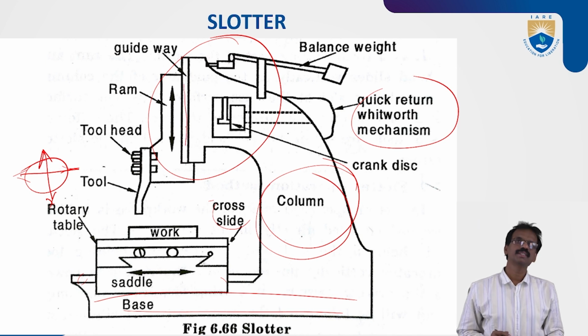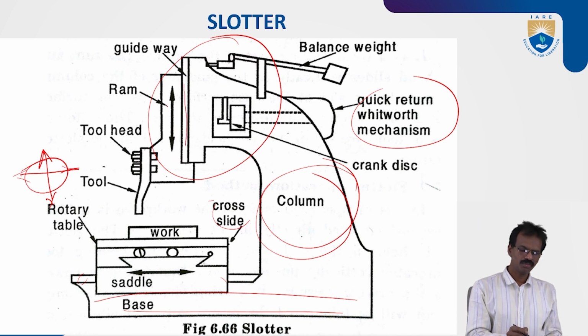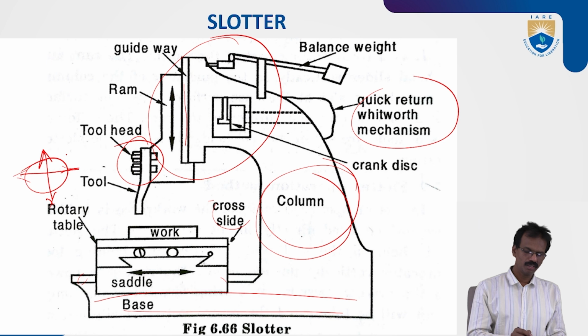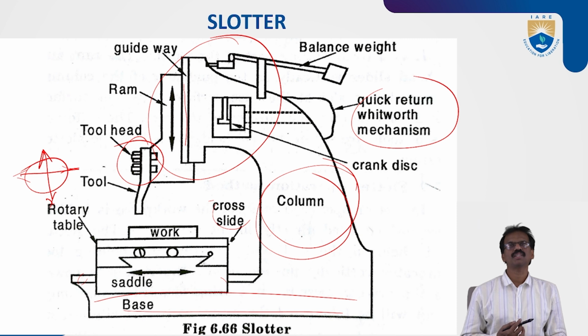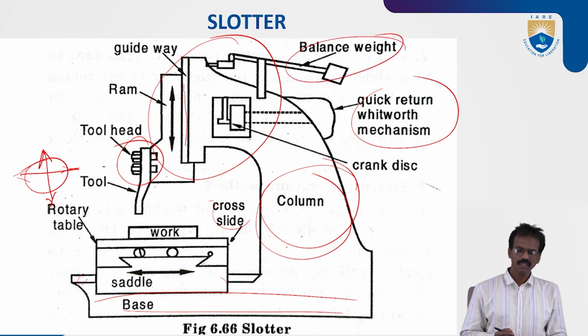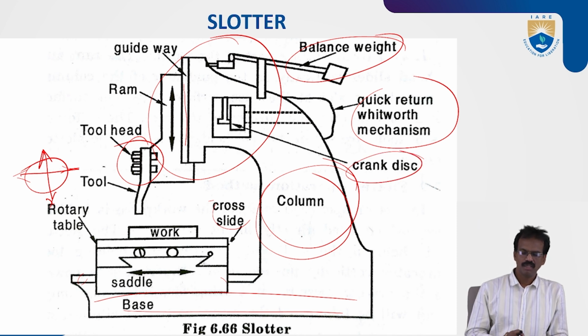There is a guideways in the front face. With the help of this guideways, the ram will move in the vertical direction. At the end face of the ram, there is a tool head to fix the tool bit, a single point cutting tool, similar to a shaping machine.